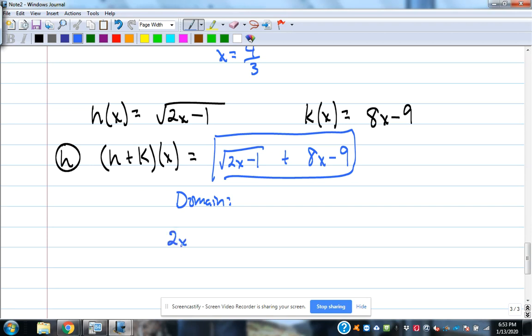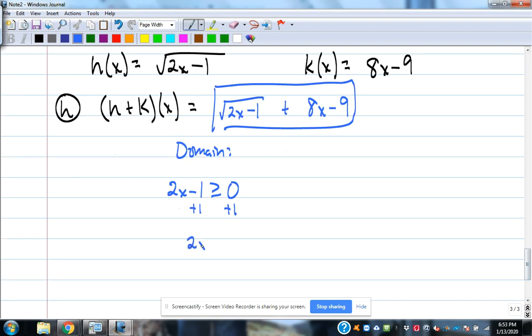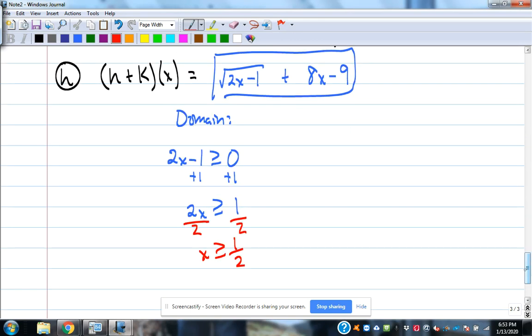So we're going to set 2x minus 1 greater than or equal to 0 and solve that. Plus 1. 2x is greater than or equal to 1. Divide by 2. x has got to be greater than or equal to 1/2. So in interval notation, that would be bracket 1/2 to infinity for the domain on that.